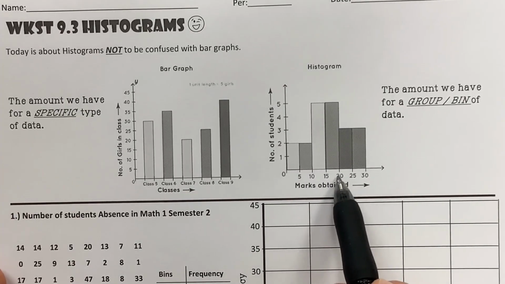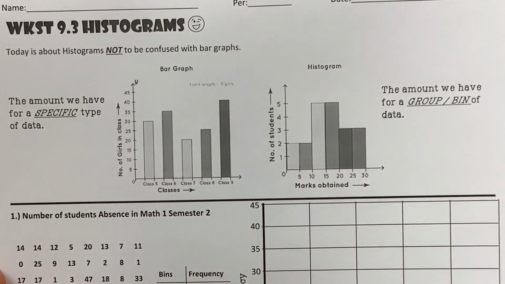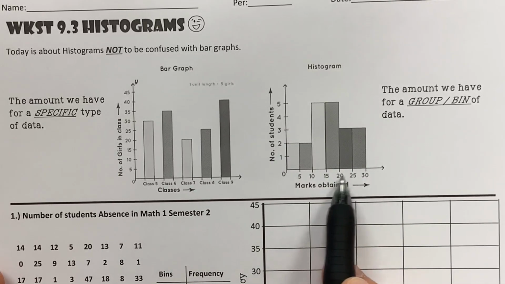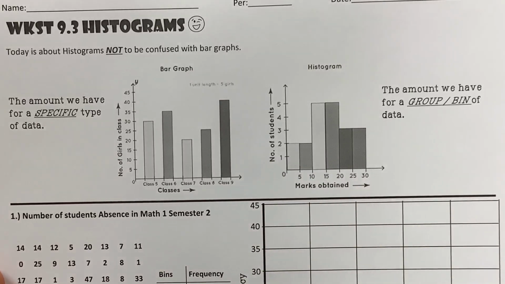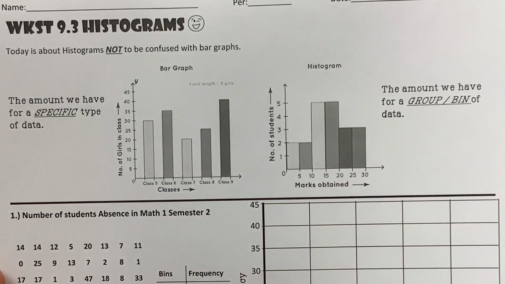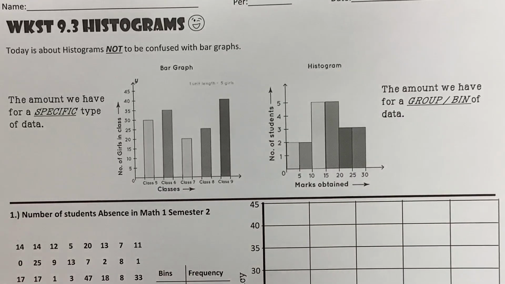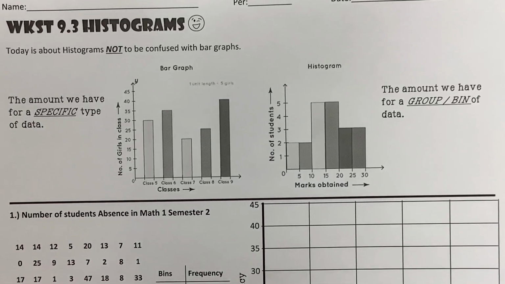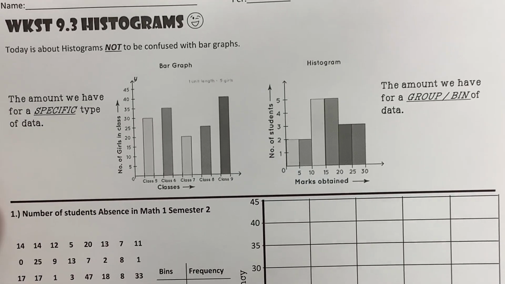15 to anything less than 20 marks, 5 students again. From 20 to anything less than 25 marks, 3 students. And from 25 to anything less than 30 marks is another 3 students. So we're going to pretty much be putting things in bins. And you'll see why when we start doing some of these examples, it's a little better. Let's jump right into it.